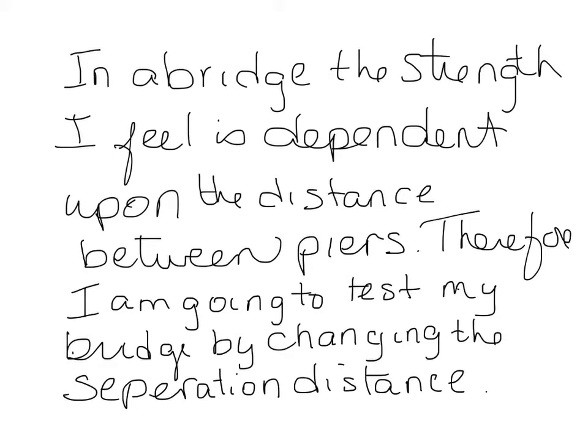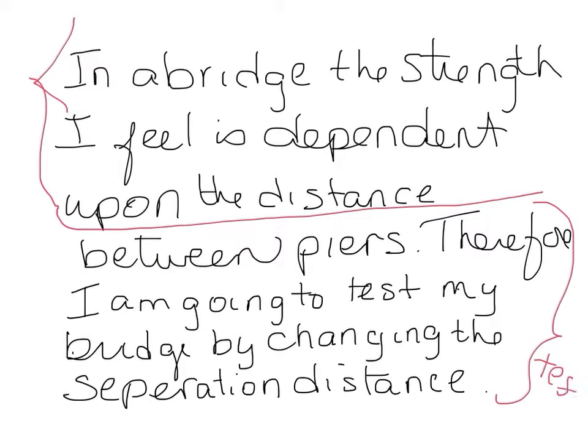Okay, so notice what we've done. We've stated what we think the bridge is affected by, and we stated how we are going to test it. So we have our test criteria, and we have what we think. This is kind of like our hypothesis. If I change my separation distance, something's going to happen. Is the bridge going to break? Is it going to get stronger the closer they are? Is it going to be weaker the further apart they are? This is what we're testing.